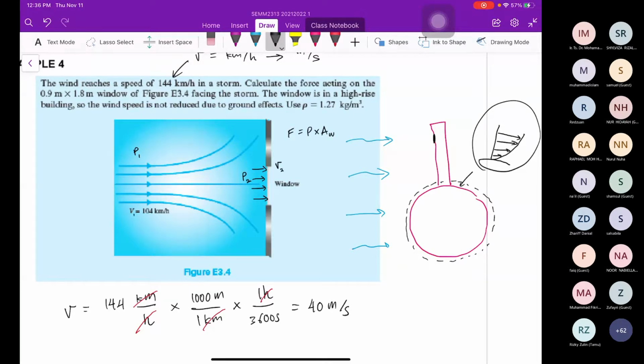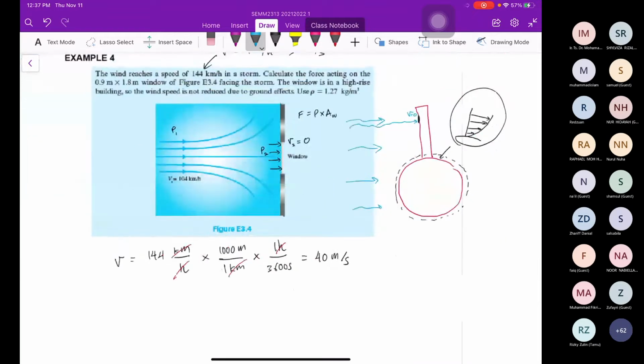What do you think the velocity at point 2, at the point of the window? 0. Yes. Velocity at the window is 0 because it is at the stagnation point. For example, we have the flow from here and it suddenly hits the window. So it is decelerating and stops at the window. So the velocity is 0.